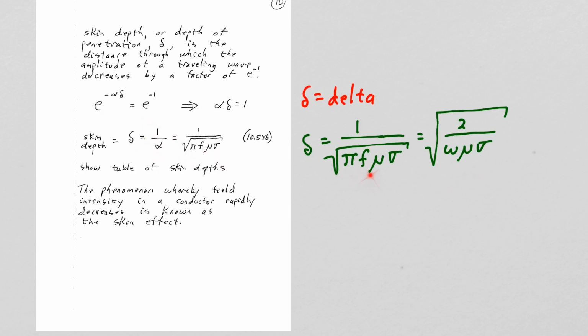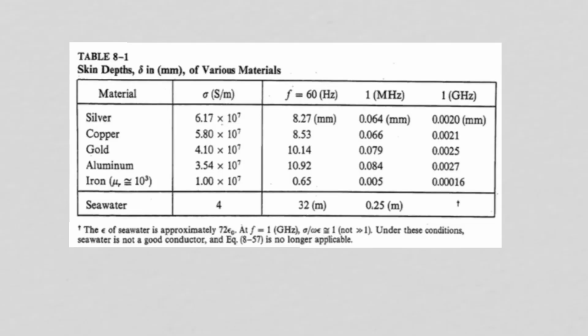This table shows how the skin depth varies in different materials and at 3 different frequencies. So we see as the frequency goes up, the skin depth gets shorter and shorter. And notice that iron has a much shorter skin depth than the other materials because iron is magnetic and has a large relative permeability relative to the other metals shown.